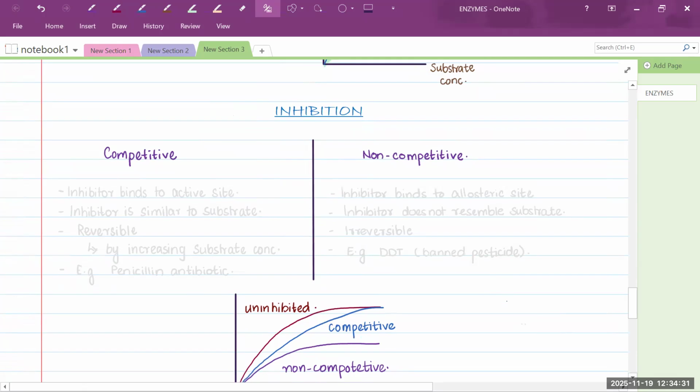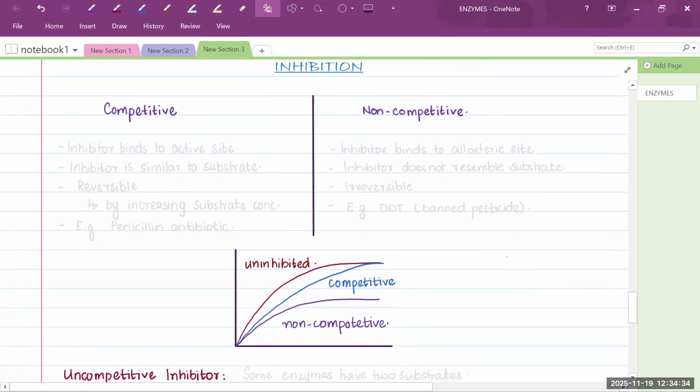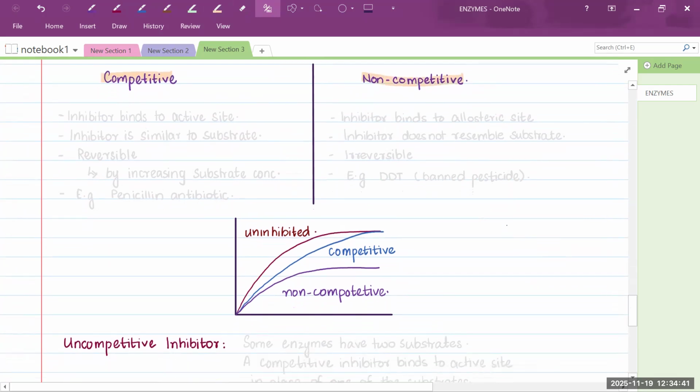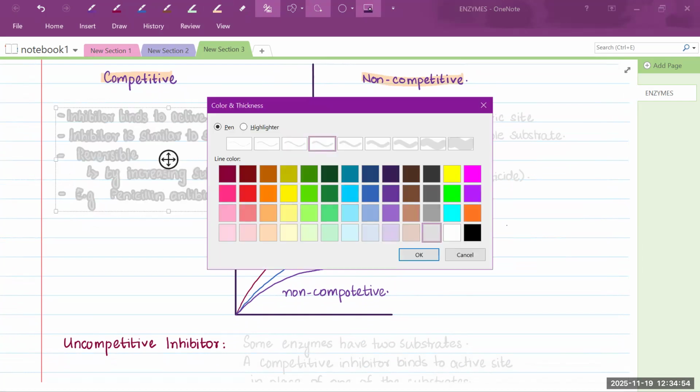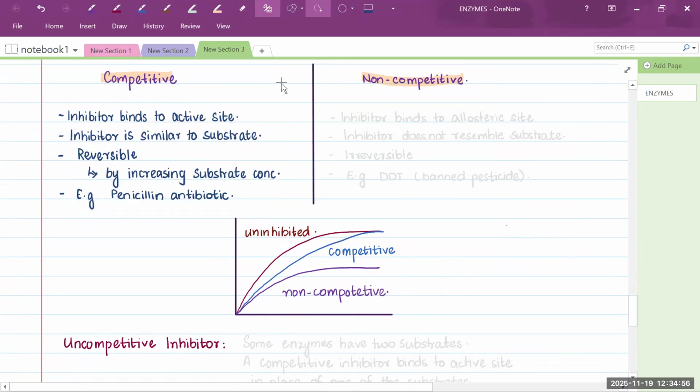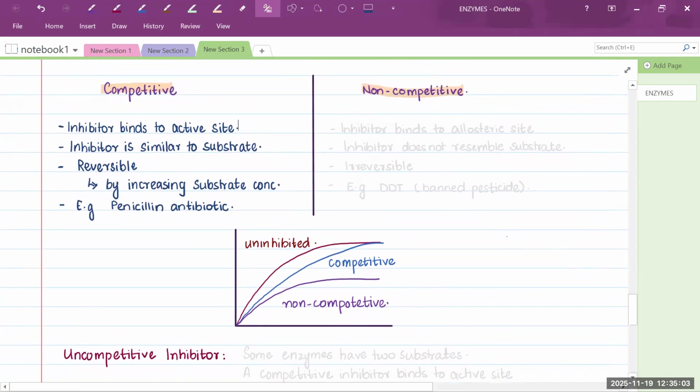Okay, moving on, we have inhibition. There are two types of inhibition. One is competitive inhibition, another is non-competitive inhibition. In competitive inhibition, the inhibitor is similar to the substrate. Now we need to remember that the inhibitor is similar to the substrate, and that does not mean that it is the same as the substrate. It is similar to the case of twins. The twins are similar, they're not exactly the same, right? Something must be different in that.